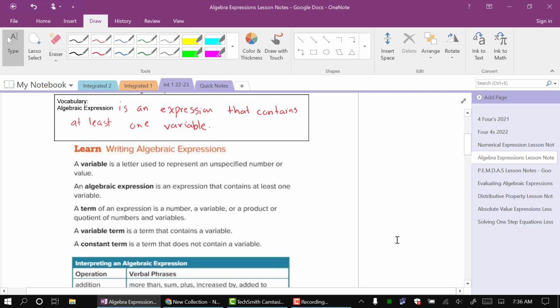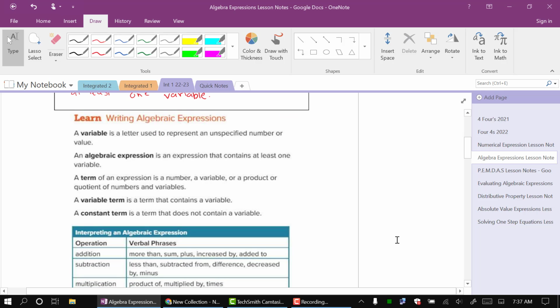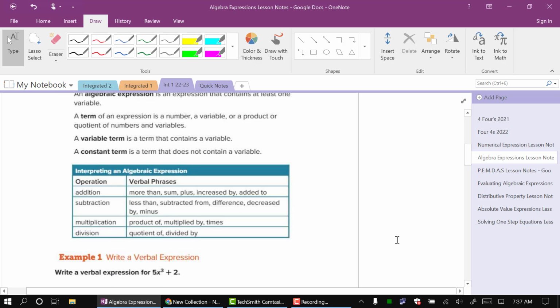A term of an expression is a number, a variable, or a product or quotient of a number and a variable. A variable term is a term that contains a variable. A constant term is a term that does not contain a variable.